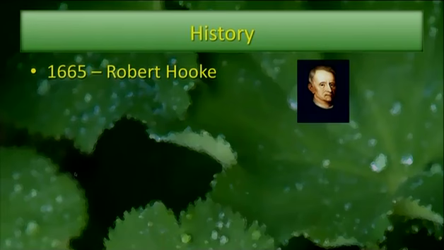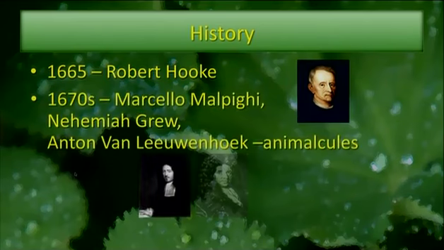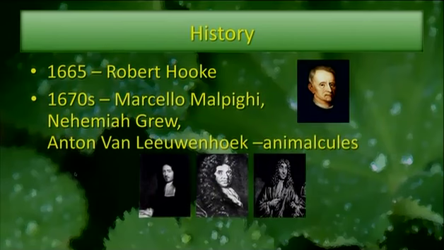He compared it to a honeycomb, and he actually called them cells because the cells that he looked at were empty. They were not living cells. Now in the 1670s, Marcello Malpighi, Nehemiah Grew, and Anton van Leeuwenhoek looked at various parts of plants and also various parts of animals, and they reported for 50 years on different parts of different cells. They also observed these single-celled microbes that look like animals to them, and they called them animalcules.